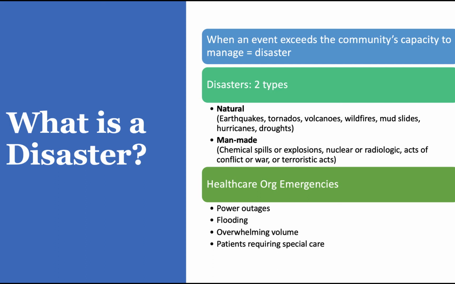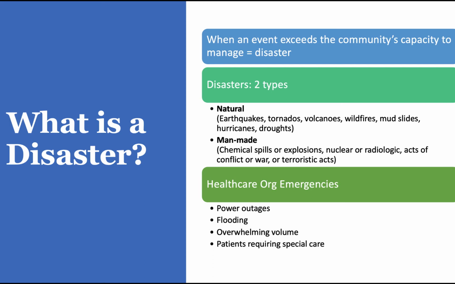There are two types of disasters that we typically think of. They're natural disasters, things like earthquakes, tornadoes, volcanoes, wildfires, mudslides, hurricanes, and droughts. Or man-made things such as, let's say, a chemical spill or an explosion or oil leaked into the ocean, or nuclear or something radiologic like the Three Mile Island disaster, or acts of conflict or war or terroristic acts.